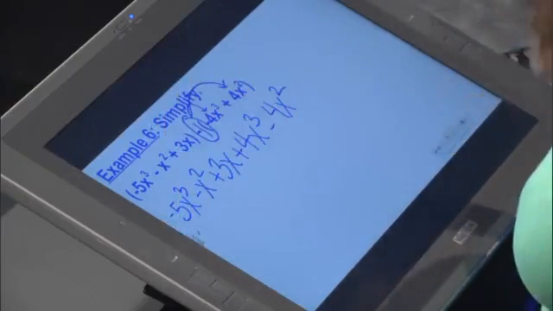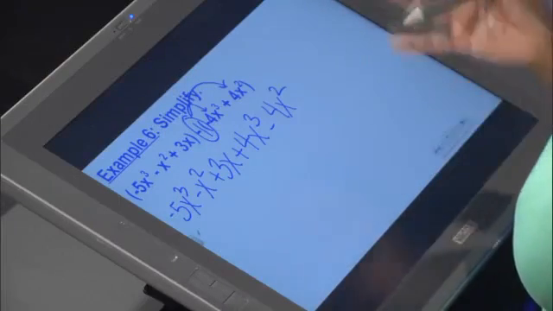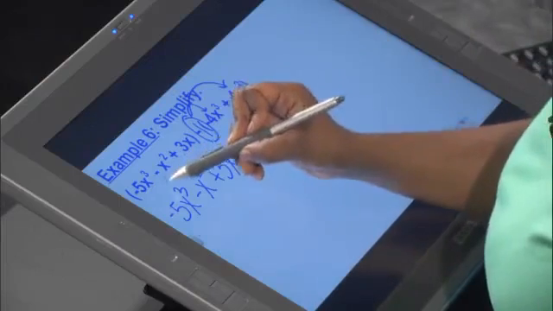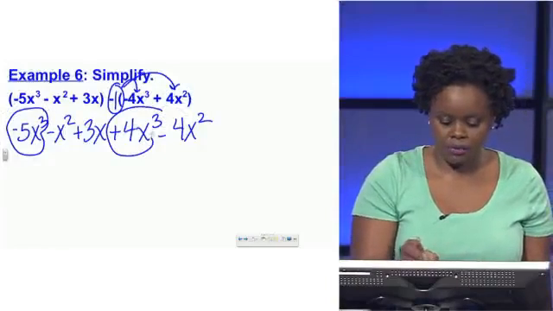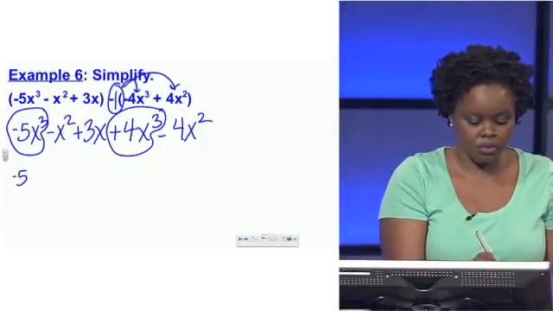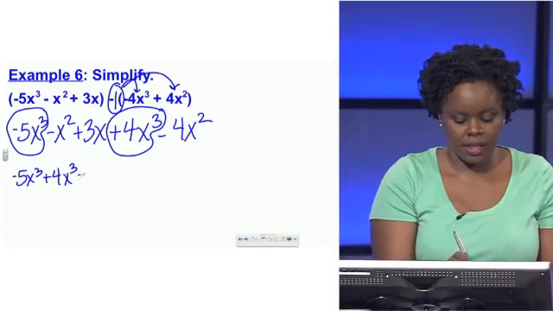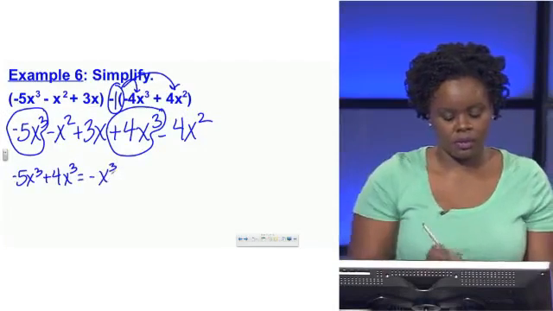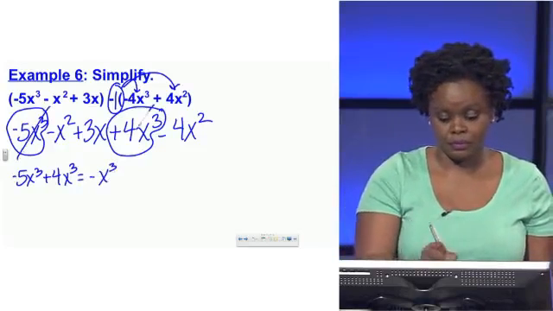All right, so I know I want to go in descending order of exponents. My largest exponent is 3 in this problem. So I have a negative 5x cubed plus a 4x cubed. That's negative 1x cubed, right? Okay, so I've handled that.